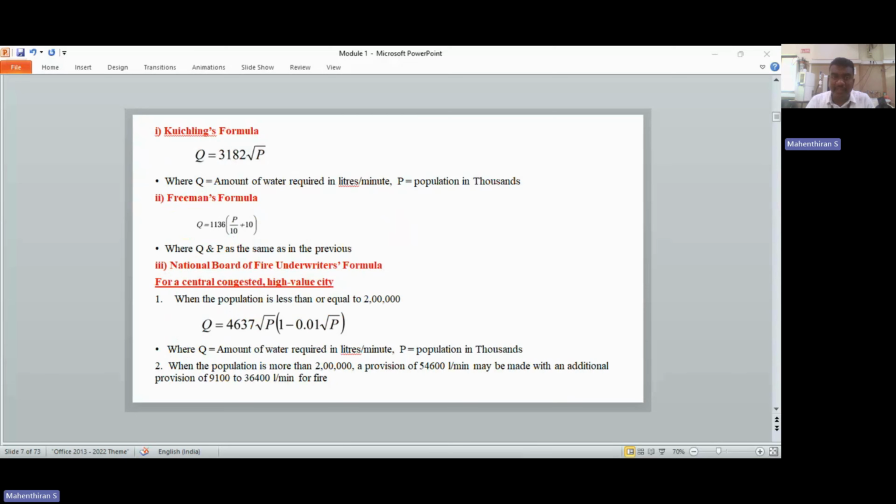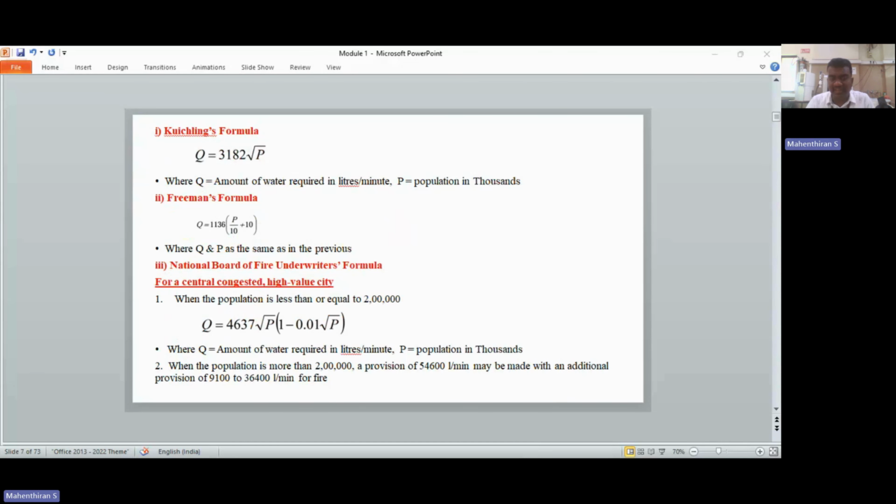Next is Freeman's formula. It is Q equals 1136 times (P divided by 10 plus 10), where Q is in liters per minute, whereas P is the population in thousands. Now observe this formula carefully. It has two components, a term proportional to population, that is P divided by 10, and a constant term, that is 10.